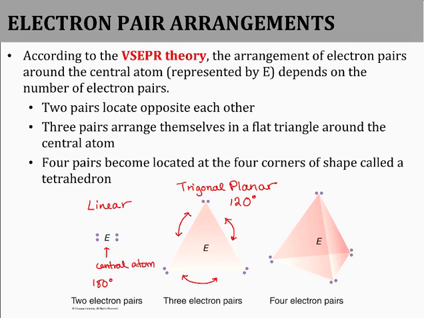And then if we have 4 pairs, those are going to be located at the 4 corners of a shape called a tetrahedron. And so this we said was called tetrahedral. And the angles between each of those groups will be 109.5 degrees. So kind of a specific angle, but that will be our angle there. And again, these are the only 3 geometries that you have to know for this particular class.